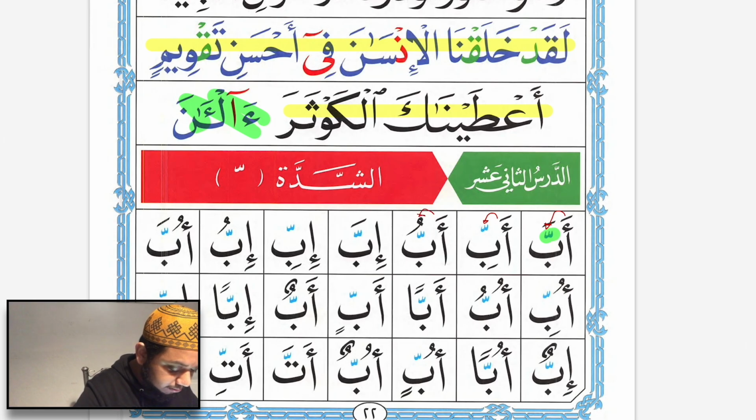Next example, abu. Because there's two letters here, one ba is shadda, one ba has a sukun on it and the second ba has a fatha. So we'll say Hamza fatha ba shadda ab, ba fatha ba abba. Because we're reading two bas joined together with one shadda. Hamza fatha ba shadda ab, ba fatha ba abba. Because we have two bas. Hamza fatha ba shadda ab, ba kasra bi abbi.